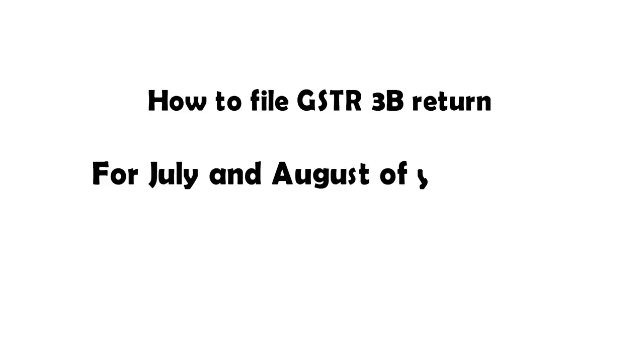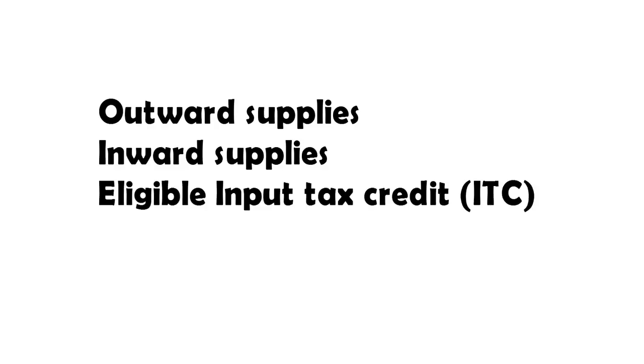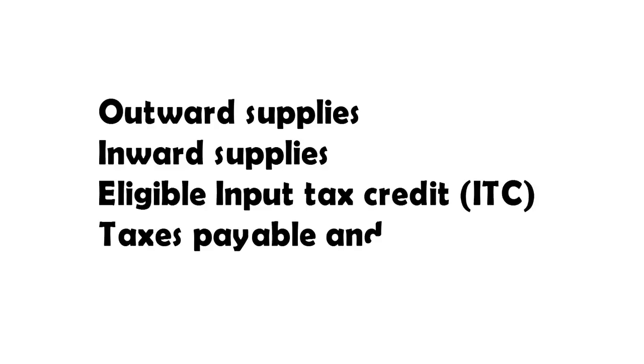The due date for filing is 20th of succeeding month. For July, 20th August, and for August it is 20th of September. In this return, you are required to submit summary of outward supply, inward supply, and eligible input tax credit and tax payable and paid.